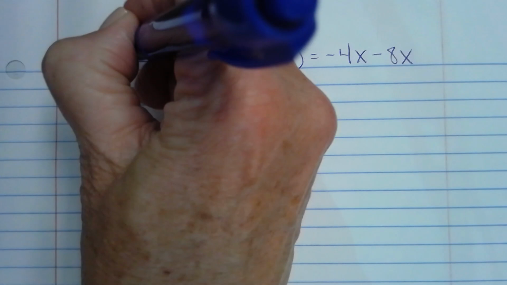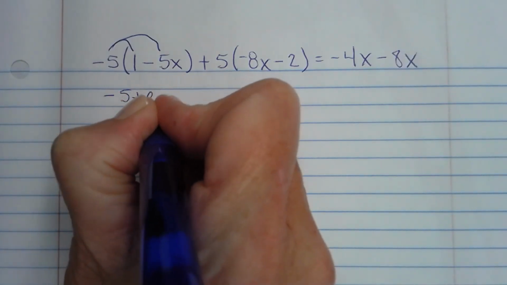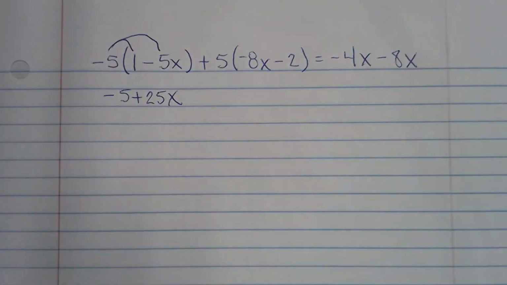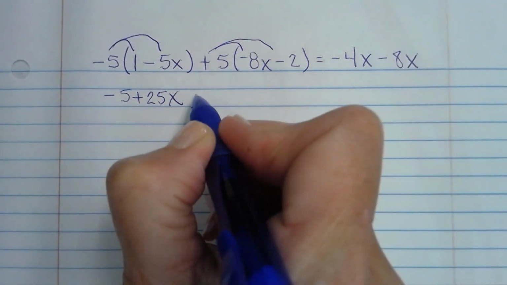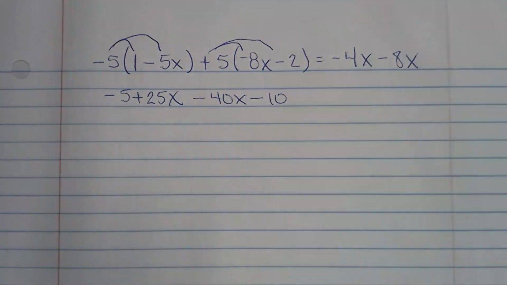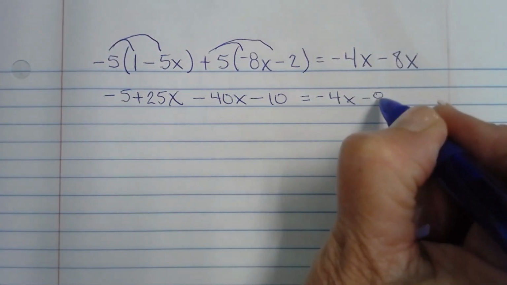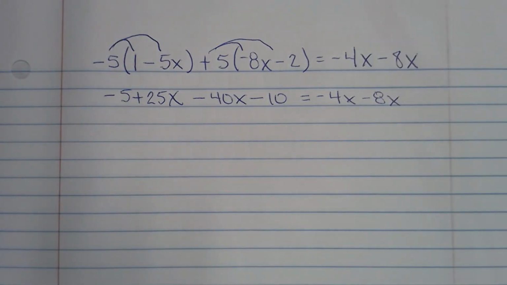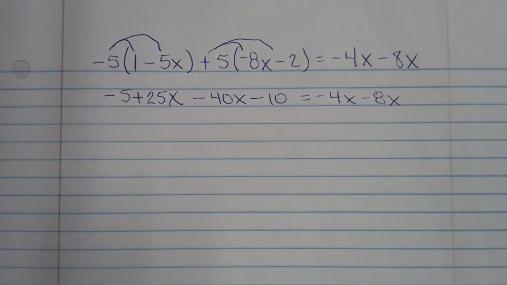And let's see how you did on the distribution. When I distribute that first negative 5, I should get negative 5 plus 25x. How did y'all do on that part? Okay, now when I distribute the second 5, I should get negative 40x minus 10. How'd y'all do on that? And now I'm going to bring down my equal sign and bring down my stuff there. Okay. Step number 2 says combine like terms on the same side of the equal sign. Well, I actually can combine like terms even on the other side. So let's do it one at a time.